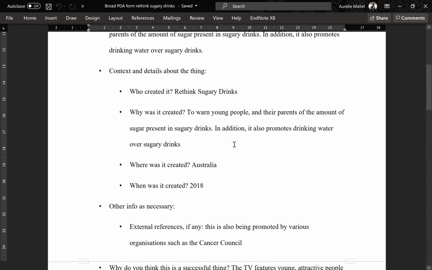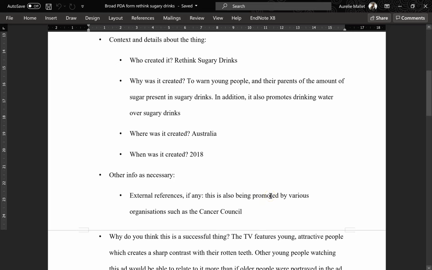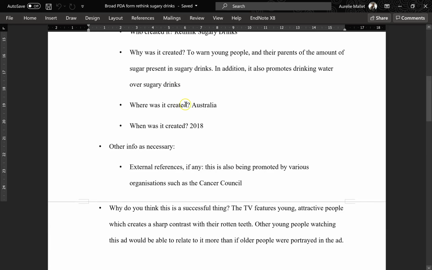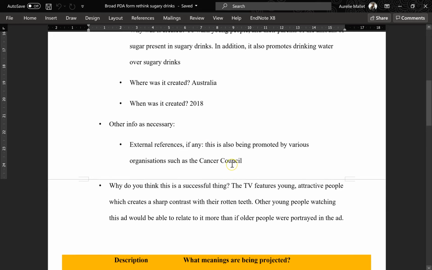So now some context. Who created the ad? This was by the Rethink Sugary Drinks campaign. Why was it created? Again, to warn young people and their parents of the amount of sugar present in sugary drinks, and to encourage them to opt for water instead. This was created here in Australia last year.